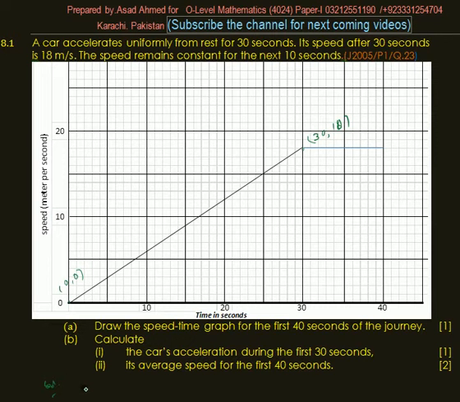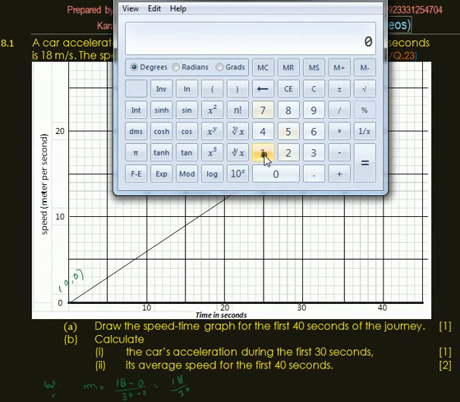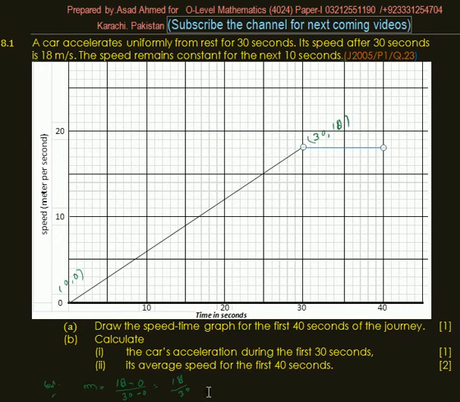So slope or gradient, we say gradient is m, and m equals y2 which is 18 minus y1 which is 0, upon x2 which is 30 minus x1 which is 0. So it is 18 upon 30, and when we use the calculator, we find that 18 divided by 30 is equal to 0.6. So it is 0.6 meters per second squared. Acceleration is 0.6 meters per second squared.